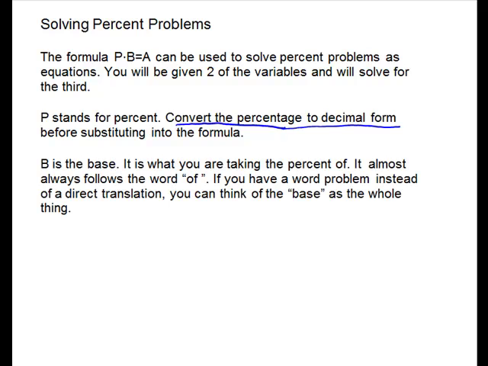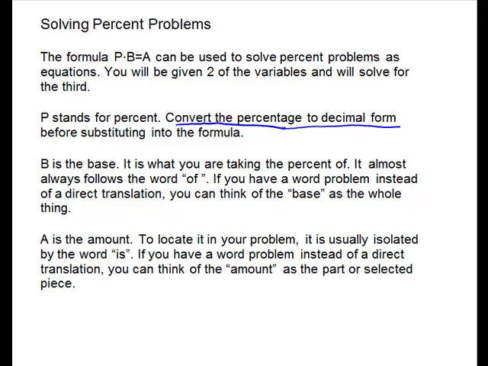B is the base. It is what you are taking the percent of. It almost always follows the word of. If you have a word problem instead of a direct translation, you can think of the base as the whole thing. A is the amount.